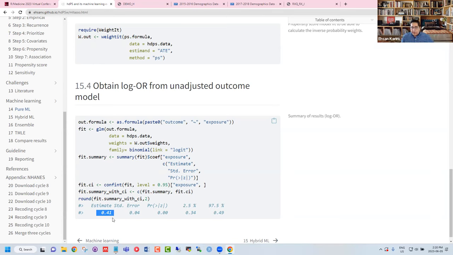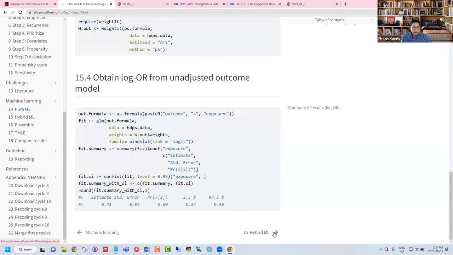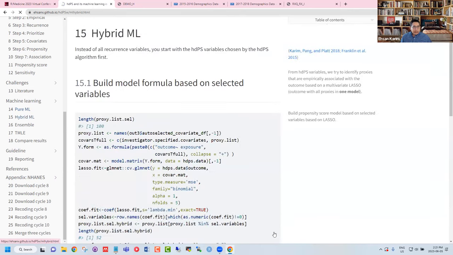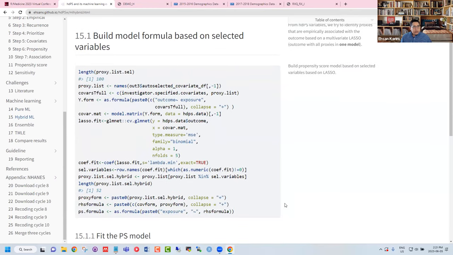Remember what was our high dimensional propensity score algorithm log odds estimate? It was 0.42. And in our case, we're getting 0.41. So very similar estimate. And in terms of the properties, in one of my papers in 2018, I have shown that when you are using a hybrid type of method that is taking power from both the high dimensional propensity score as well as this lasso method, you can get better statistical properties when you are using these types of methods to build the multivariate structure of the proxy information.